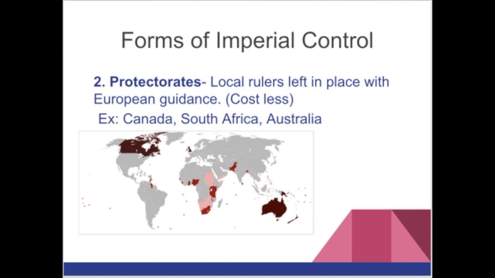So Britain, in some areas where they felt like they could do that, they would allow their colonies to have more freedom. So examples like Canada, South Africa, and Australia, they were called protectorates, and the people there had a little bit more freedom and more power. Whereas other places where Britain had control, they would not allow protectorates.